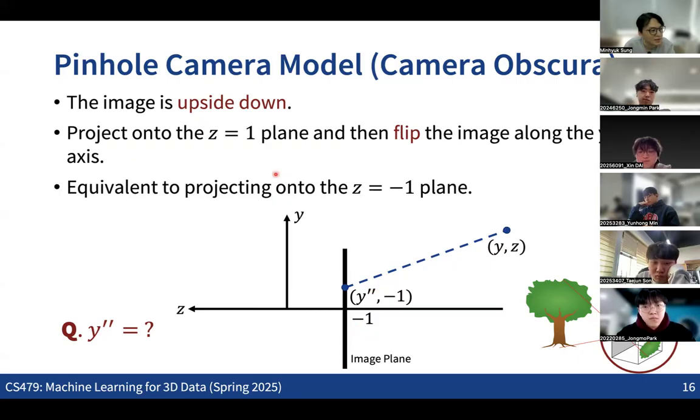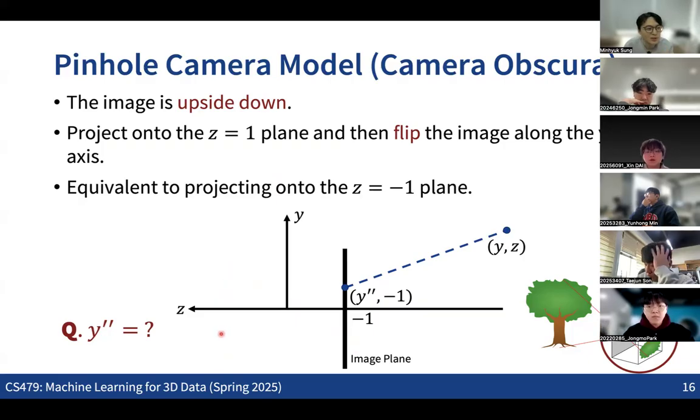So as I said, when we project the points over the z plane here, flipping the image is the same as not projecting onto this plane, but actually projecting onto this plane. This is not exactly what we are going to do with the pinhole camera, but mathematically it is equivalent. Projecting over this plane is the same as projecting over this plane and then flipping the image.